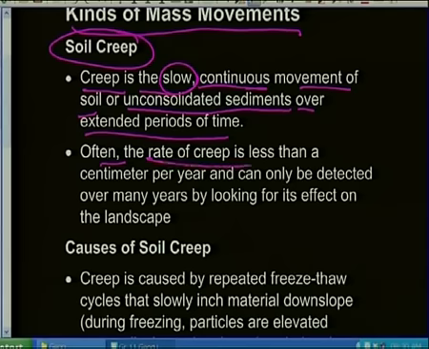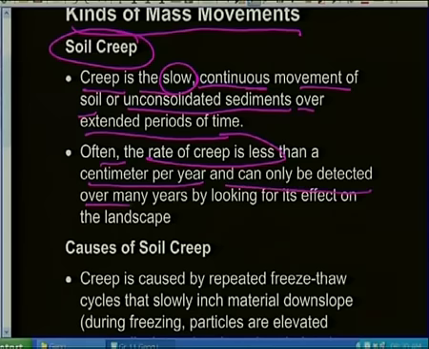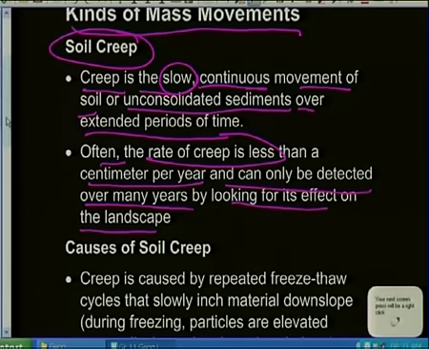Often the rate of creep is less than a centimeter per year. So when we're describing soil creep, we should remember that this, of all the different kinds of mass movements, is the slowest and can only be detected over many years by looking for its effects on the landscape. This is commonly referred to as accumulation of the rock material, as we've studied along the Chalice and the Pediment. The first kind of mass movement that we will refer to is soil creep. Soil creep is the slowest type of mass movement.